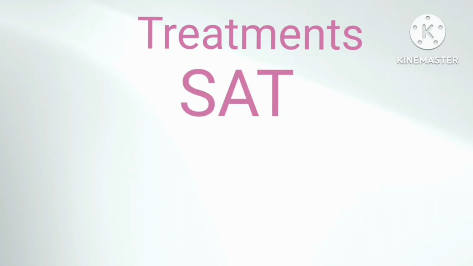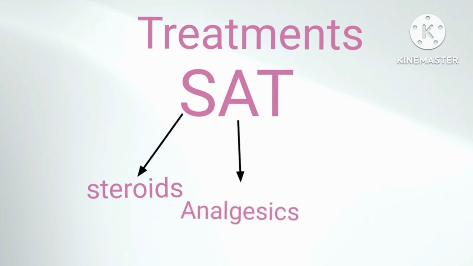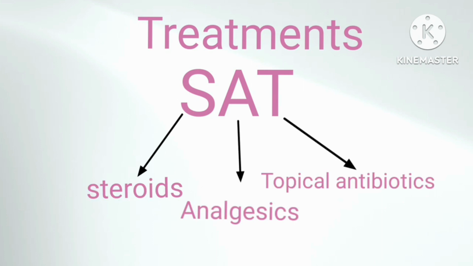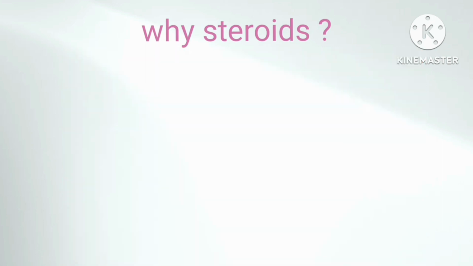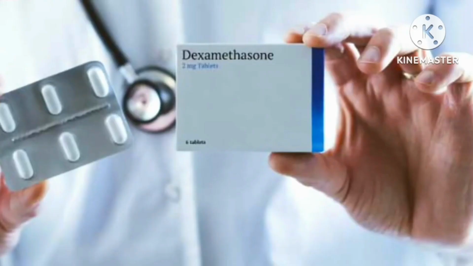Treatments. An acronym for the treatment is SAT, which you can easily remember as the past tense of sit. So SAT, S-A-T. The S stands for steroids, A stands for analgesics, and T stands for topical antibiotics. Why is steroid used in the treatment? An anti-inflammatory drug like a steroid is prescribed to treat pink eye since it is an inflammatory disease. An example of the most commonly used steroid is dexamethasone.